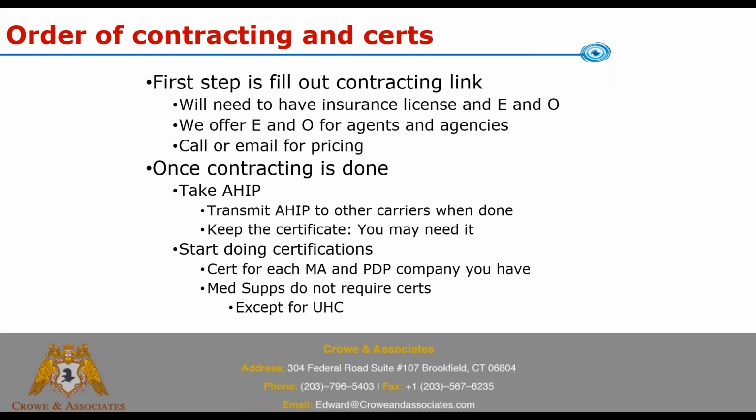So just to rehash, your first step is to fill out the contracting link. If you have sub-agents, you have them fill out one as well. To start the contracting process, we're going to have your insurance license and your E&O certificate. So if you fill out the contracting link, give us your insurance licenses for the states you want and your E&O, we can get you going.